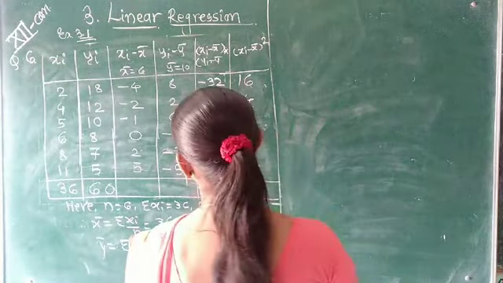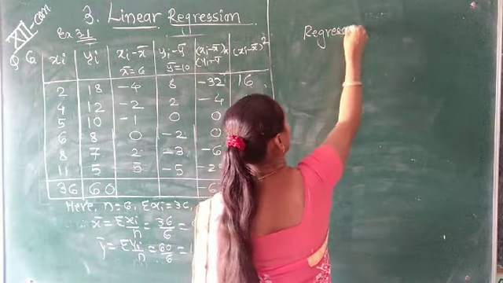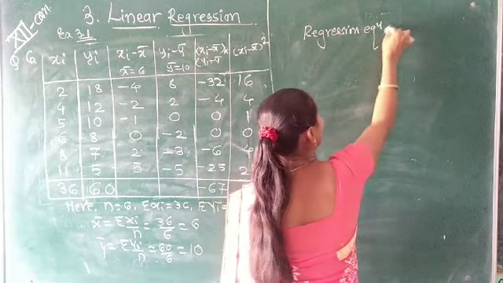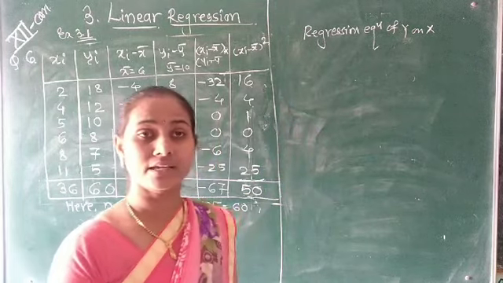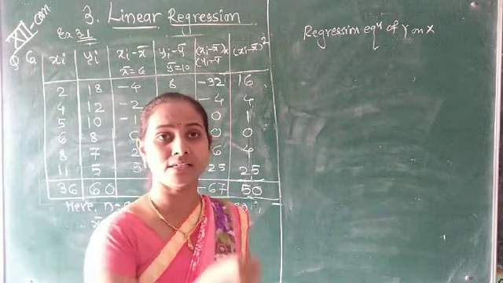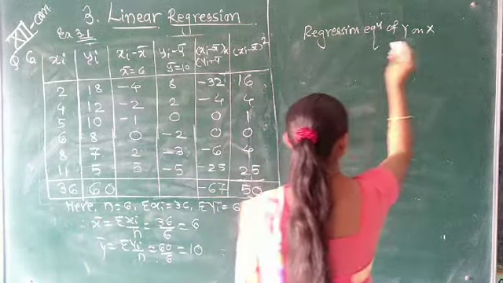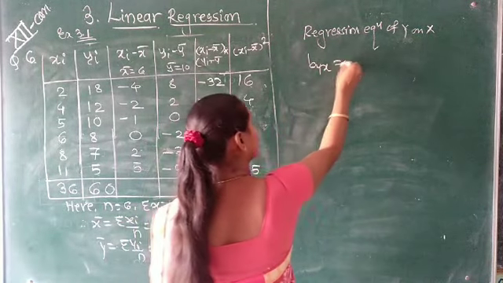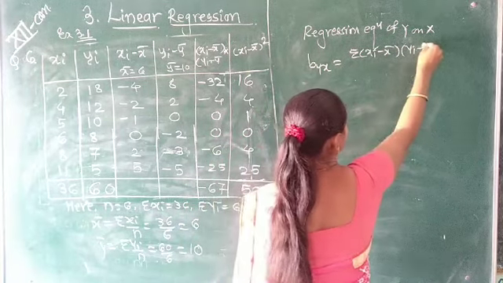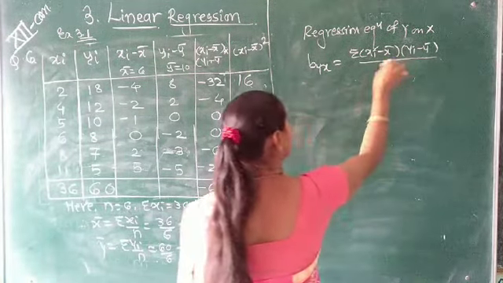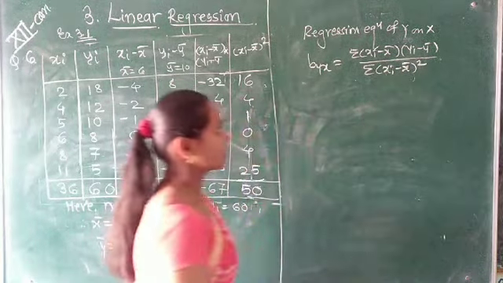Now we have to find the regression equation of y on x. Always remember to find the regression equation of the dependent variable, and here in question number 6 variable y is dependent. So take the regression of y on x. First find byx, that means summation xi minus x bar into yi minus y bar divided by summation xi minus x bar square.